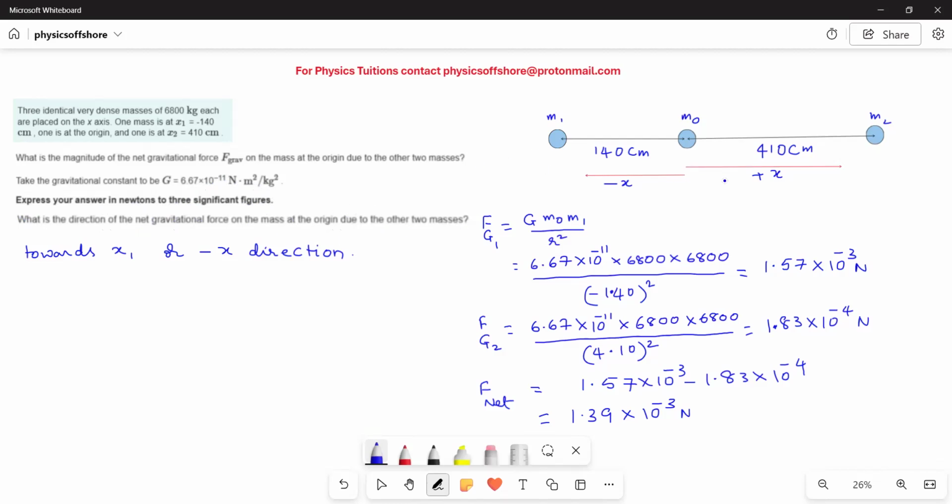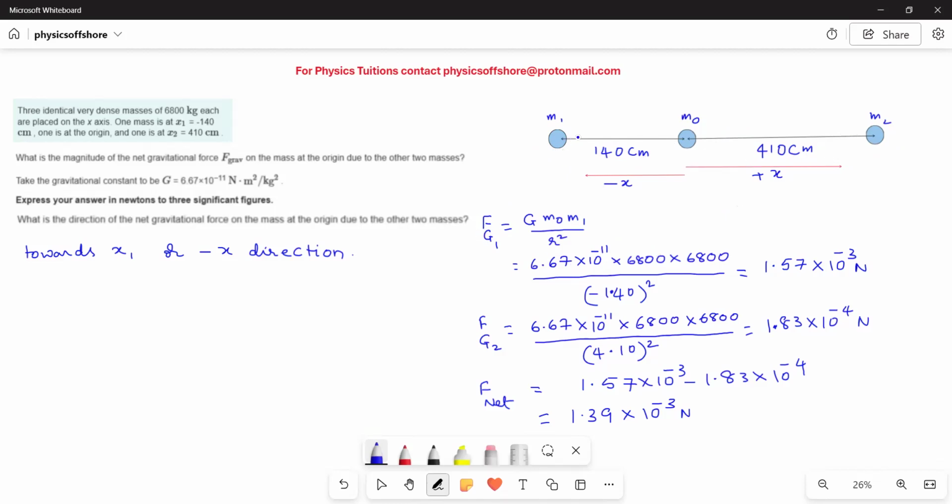This numerical problem is based on gravitation. These are the three masses. One is at the origin and another one is at 410 centimeters on the positive x-axis. So 410 centimeters means 4.1 meters. The other one is at 140 centimeters on the negative x-axis, so 140 centimeters means 1.4 meters. All three are of the same mass, that means 6,800 kilograms.